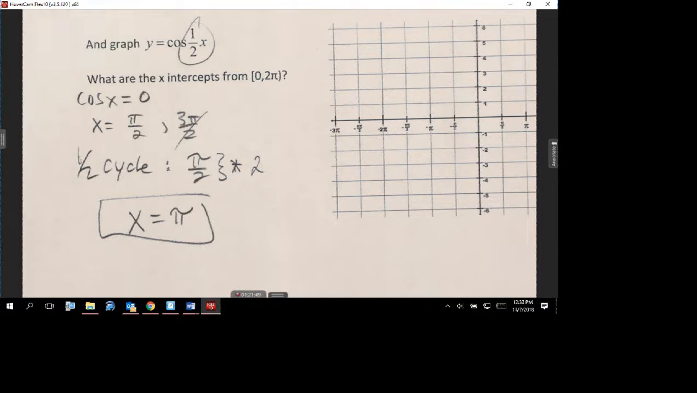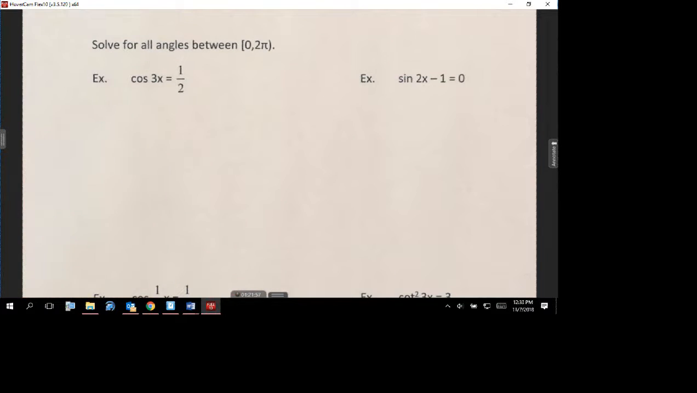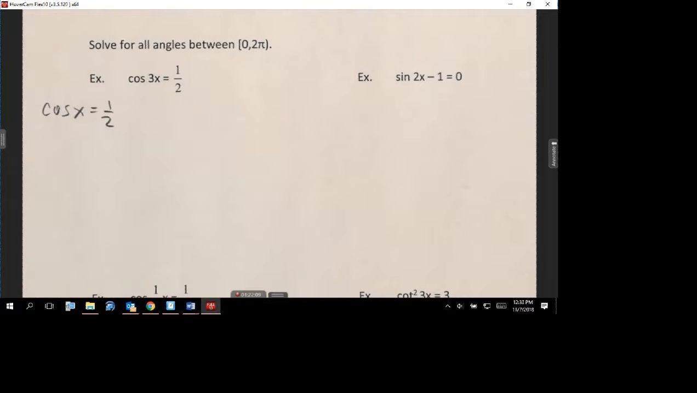Okay, so now we're going to try it without the graph, but you have your Desmos in front of you, so you can check your answers as well. I'm going to work through one without the graph. The first thing I'm going to do is just ignore the 3. Totally ignore it. I'm going to say, do I know the answer of just cosine x equals a half, without the 3, without that horizontal stretch or shrink? I should.